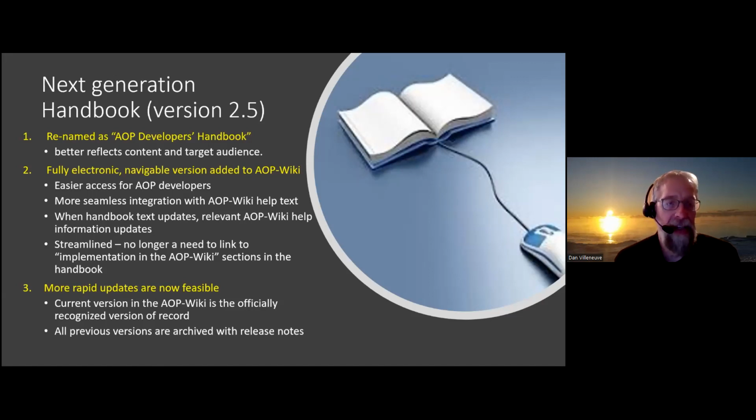There's also been a name change in the handbook. Previously, we called it the user's handbook, but so as not to confuse the audience in terms of the intent of the handbook, we've renamed it as the AOP Developers Handbook because again, it's really meant as a how-to guide for the development of AOPs. And you'll hear about later some efforts ongoing to provide more of a handbook and some support for people that want to actually use the AOPs that are being developed.